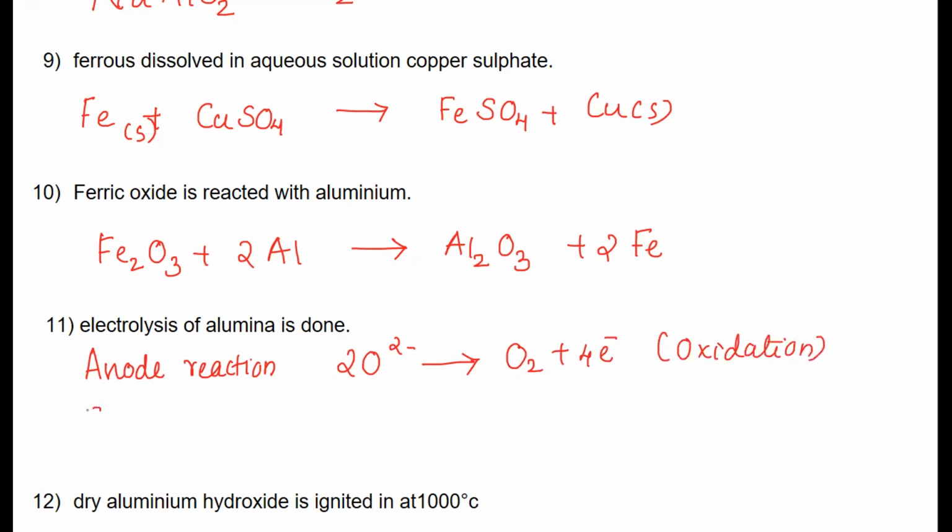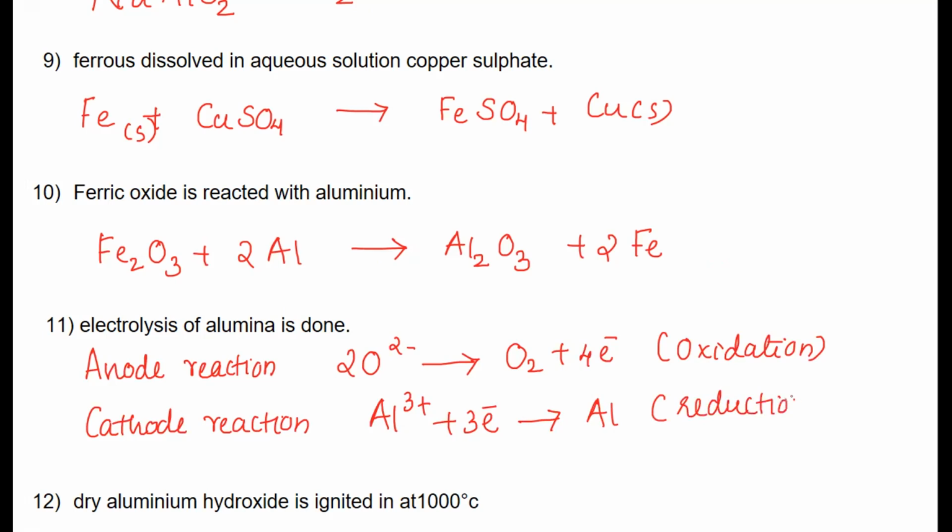Next is the cathode reaction. We know aluminum will get deposited at the cathode. So Al3+ plus 3 electrons, here electrons are gained. Gain of electron is known as reduction. It gives Al. So at the cathode, reduction is taking place. So this is the balanced equation for electrolysis of aluminum.